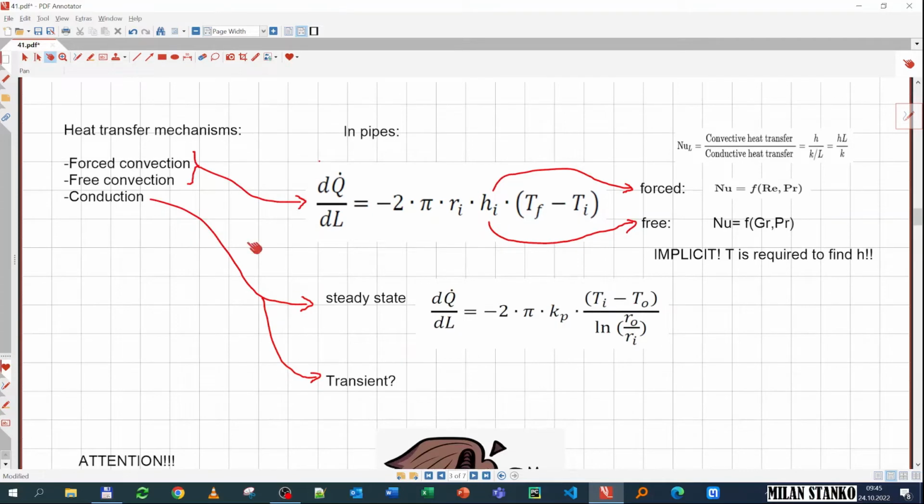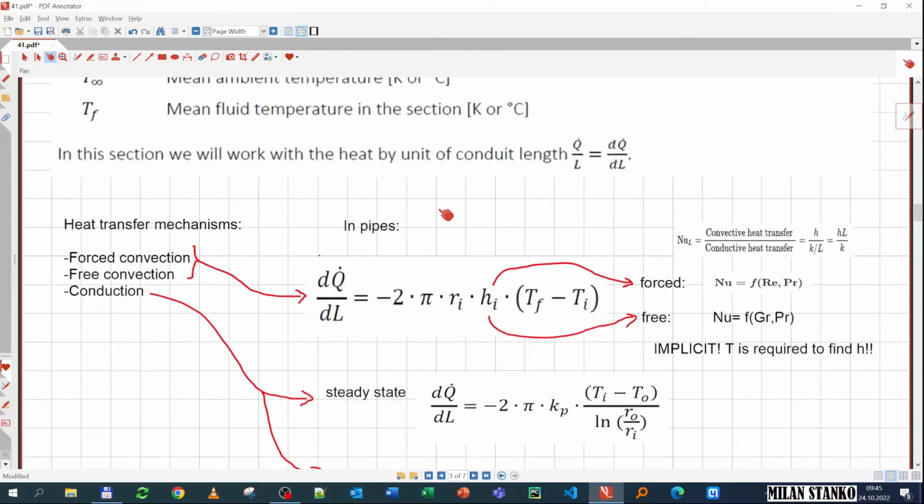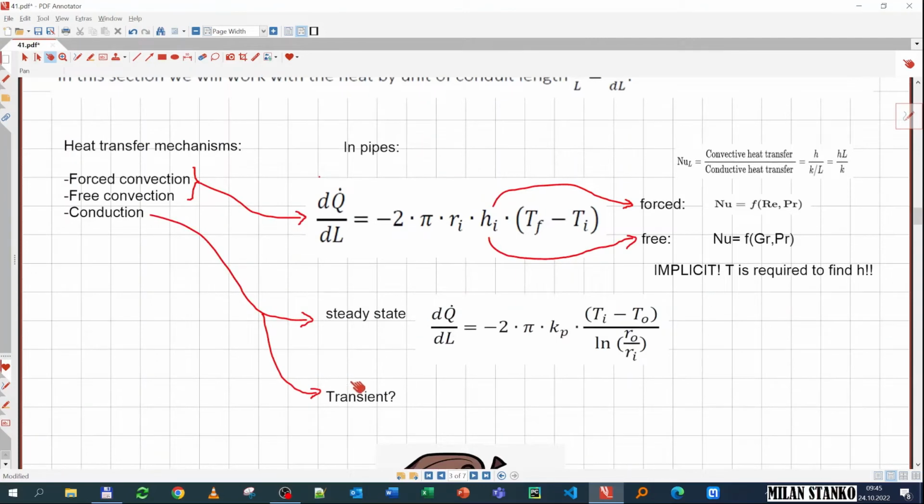We also have transient conduction, and that occurs typically in the formation. When I start up the well, for example, if the fluid is hotter than the formation, it will take some time for the formation to get hot, and that has some effect on the U. But we're going to talk about that case a bit later.